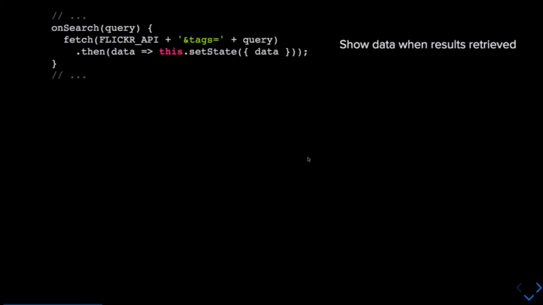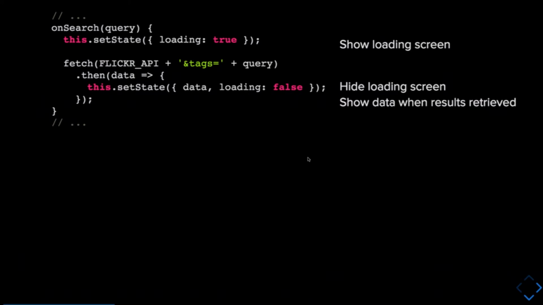OK, so it's pretty simple, right? We do a fetch. Then when we get the data, we show it. Are there any bugs here? Are we done? Well, let's say the data takes a long time to load. OK, so now we have to set this loading flag. Loading is true. And then once we finish loading the data, then we have to set loading to false.